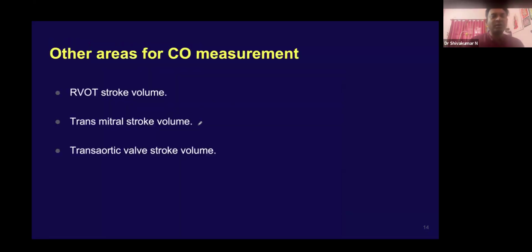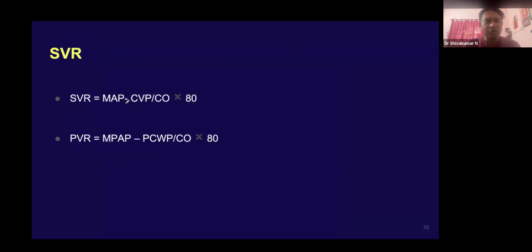There are other areas where you can measure the cardiac output, especially in a transesophageal setting. We don't do this commonly in a transthoracic setting, but you can calculate using the RVOT area to get the stroke volume, like the LVOT area. The transmitral stroke volume and the transaortic valve stroke volume can also be used to measure cardiac output. But in a critical care setting, most commonly we use the LVOT area and LVOT VTI to calculate the cardiac output.